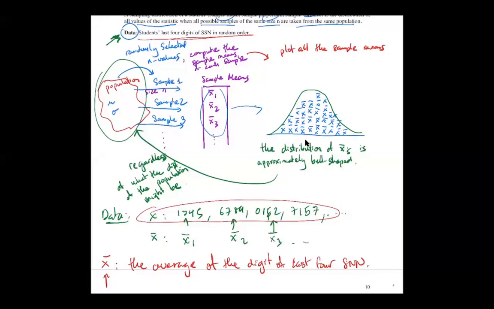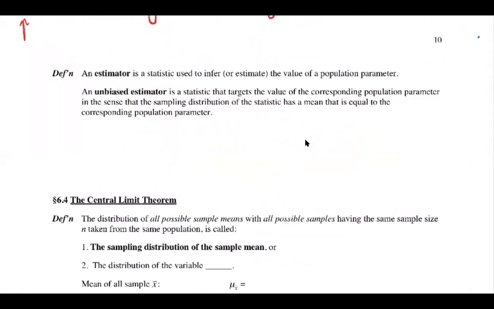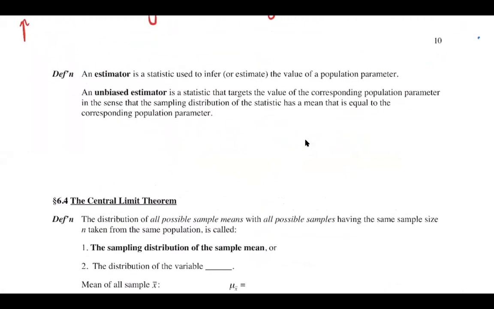All right, so moving back to this lesson. It turns out that we have a definition describing an estimator. So if we use an X bar or a sample mean to estimate the population mean, that value itself is considered to be an estimator. And there's two types of estimators. We have biased versus unbiased estimators. So an unbiased estimator is a statistic that targets the value of the corresponding population parameter, okay? In the sense that the sampling distribution of the statistic has a mean that equals the corresponding population parameter.